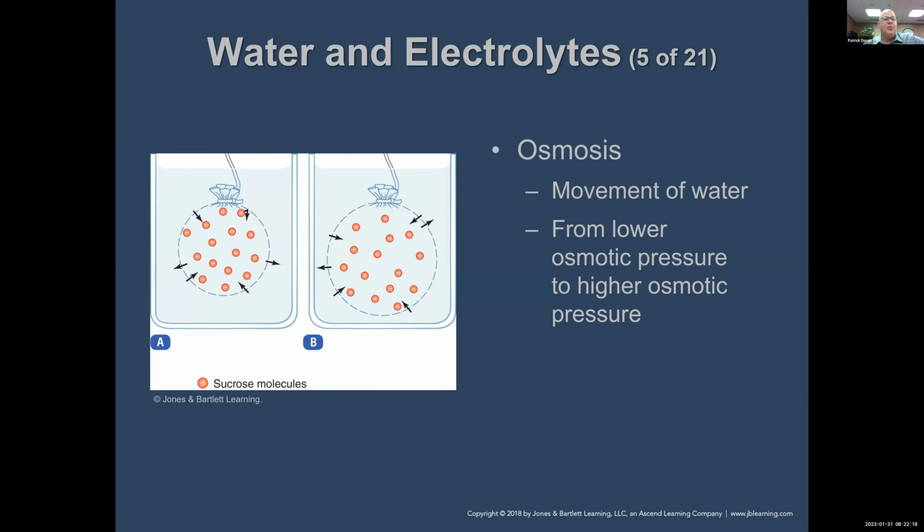So what happens is water filters through the cell membrane. In this case, it's a bag that's permeable, and it makes the bag bigger because it sucks in volume of water. And so that's why B looks bigger than A. It's because osmosis has pulled in fluid and it's going from an area of low concentration to an area of high concentration because it wants to equilibrate.